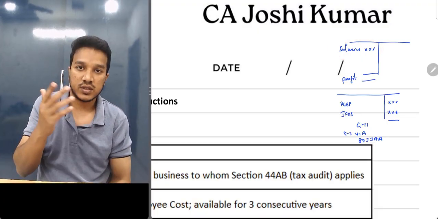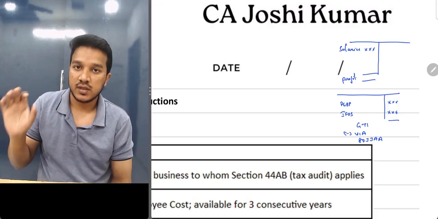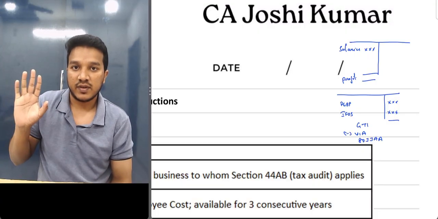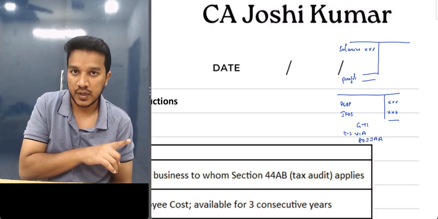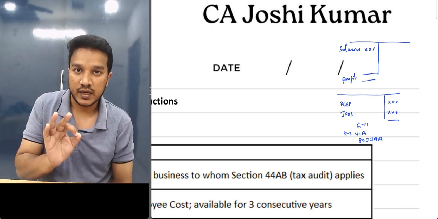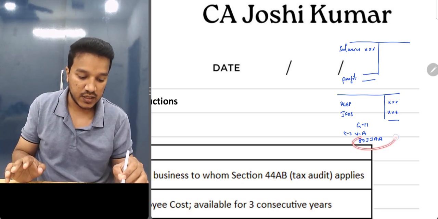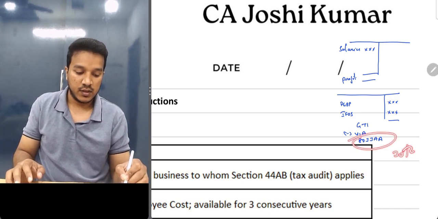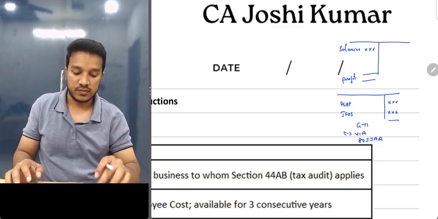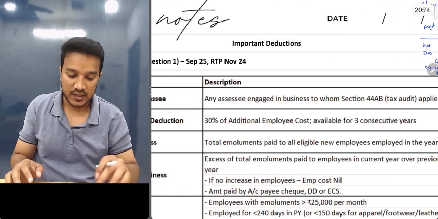Suppose yours is an existing business, in the previous year there were a number of employees, right? If there were 100 employees and in the current year there are 120 employees, then on that excess 20 you will get an additional deduction of 30%. That you will get for the next 3 years. Okay, that's the concept.